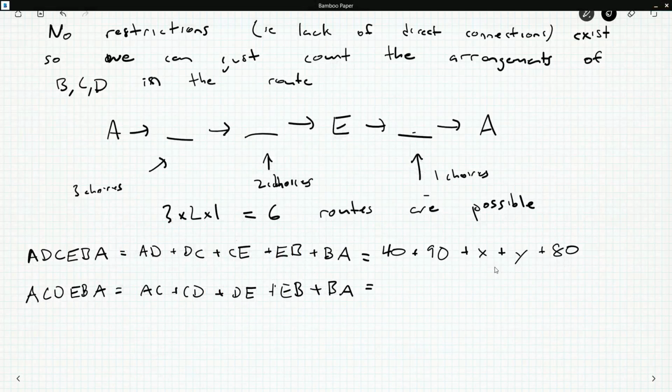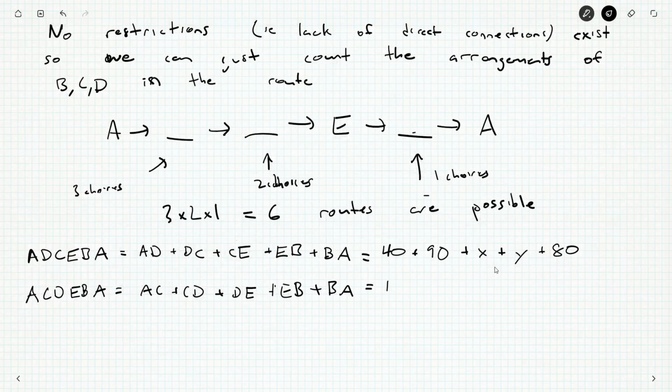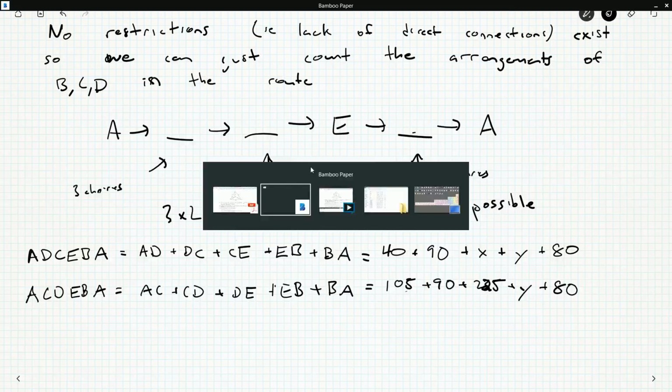Alright, so AC, was that the one? No, that was 105. I'll check this out in a moment, but 105, 90, I know this one is 225. They just told me that. I've got this pesky Y in here again. And then BA is again 80. Okay, we'll double check here. C to A was 105.